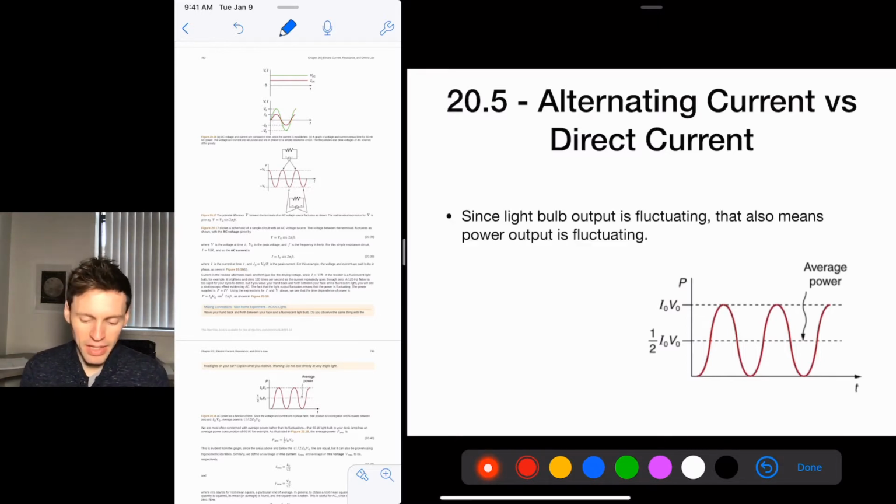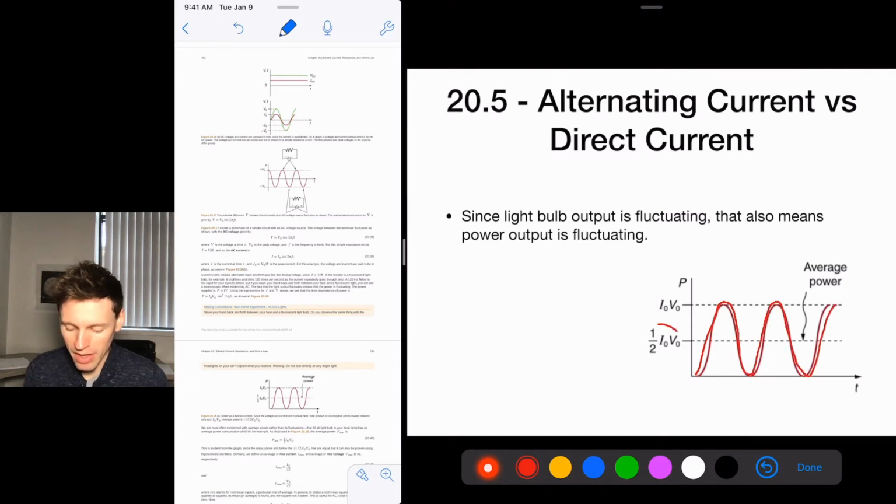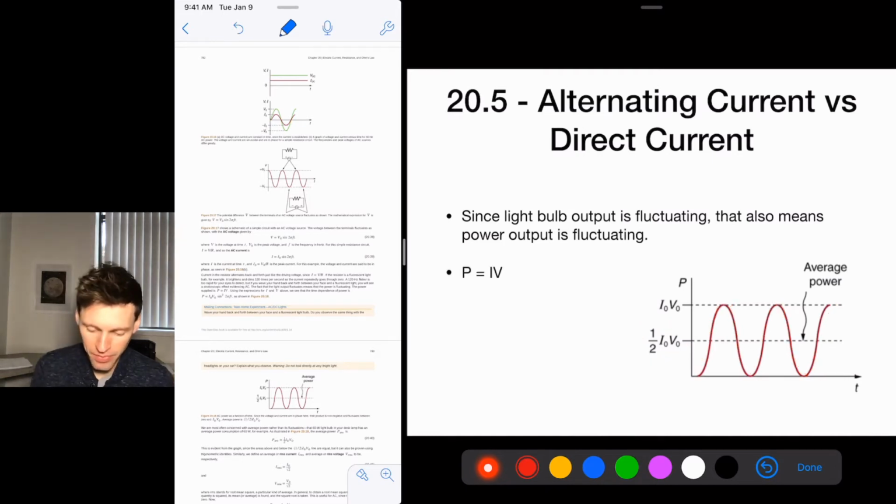Since light output is fluctuating, that also means that power output is fluctuating. So if the light bulb is dimming and brightening, then the power is dimming and brightening as well. If this is your power versus time in an AC circuit, you can see it's not a constant amount of power. You're emitting a maximum and a minimum and a maximum and a minimum, and this line is your average power, actually.